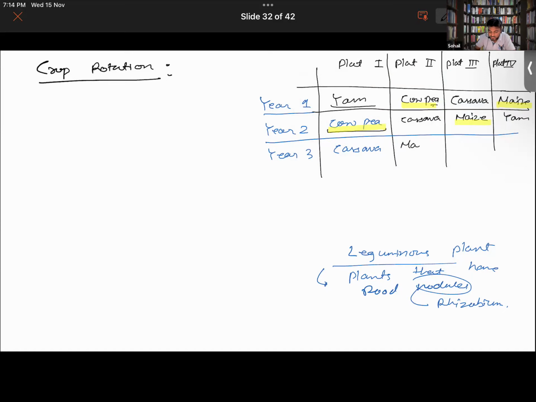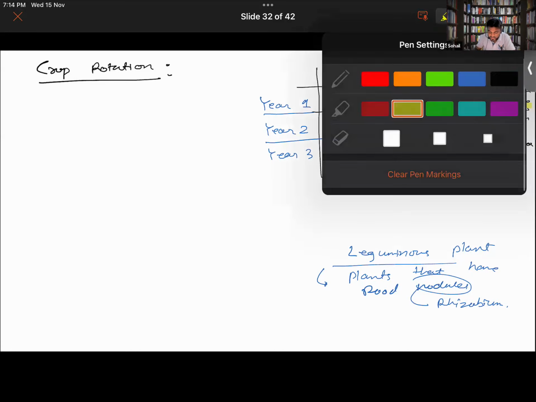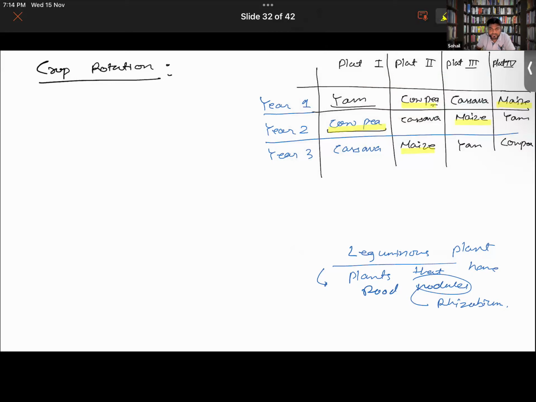So now I will be growing maize on plot number 2 for the third year, then yam, and then coffee. Now this is the pattern of the crops. Maize is a leguminous plant, coffee is also a leguminous plant. Notice how we are planting different types of crops on the same piece of land in a sequence, for different years. Now look, the reason why we are doing this: when I will be growing a non-leguminous plant for year number 1 on plot number 1, what will happen?